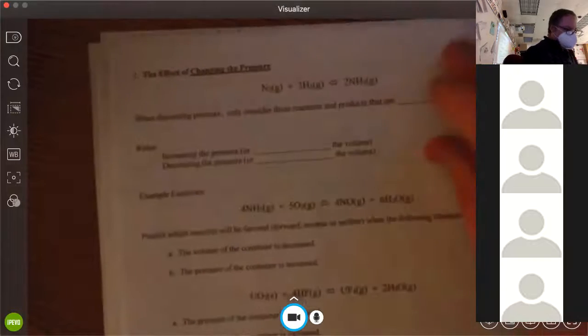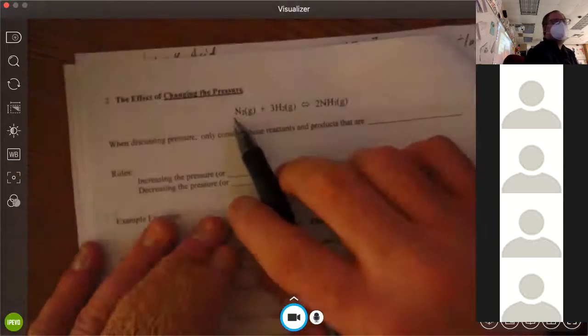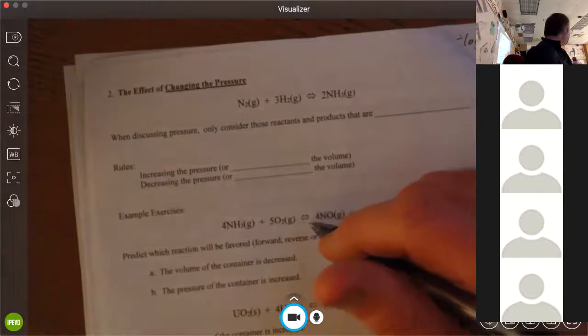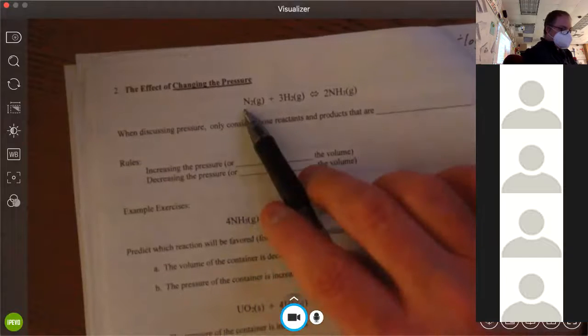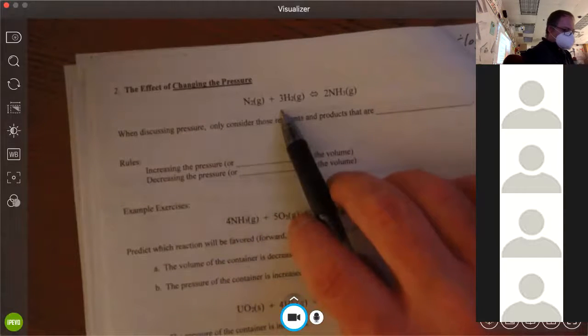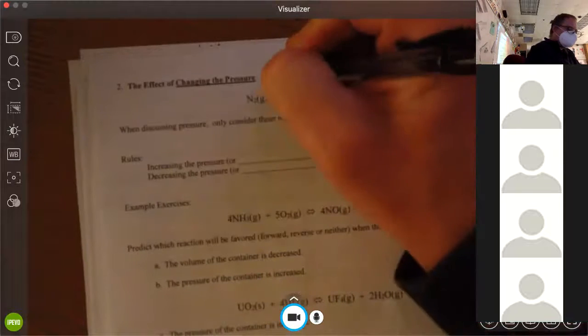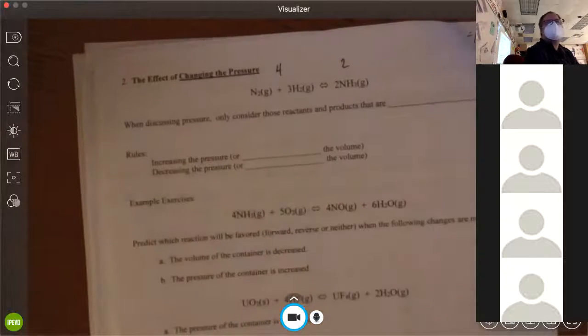All right. Pressure. So if we take a look at this, we know that any mole, no matter what the gas is, at STP, 1 mole of any gas takes up how much space? 22.4 liters. So we know that here we have 1 mole and here we have 3 moles. And here we have 2 moles. So the total number of moles on our reactant side is 4. Total number of moles on our product side is 2.